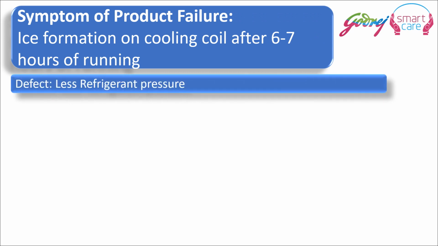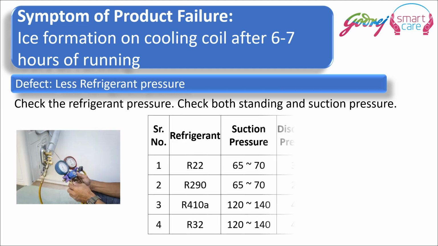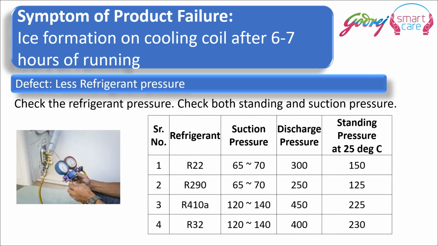The factors of less refrigerant pressure. We have to check the refrigerant pressure. We have to check for the standing and suction pressure both. As per the chart given and the refrigerant we have used, we have to check the suction pressure, standing pressure. In case of R410A and R32 gases, we have to use the charging hose which are made for handling high pressure.